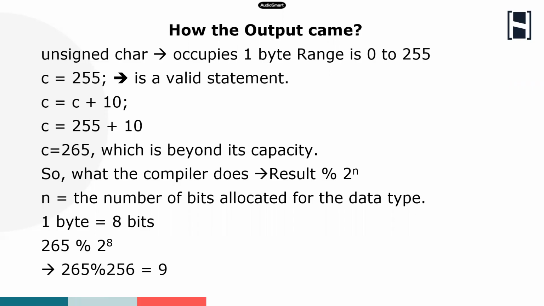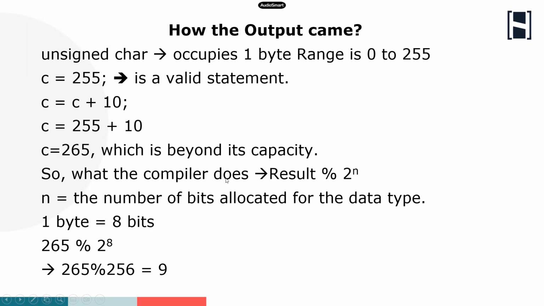Now, when I say C is equal to C plus 10, what do I mean by that? 255 plus 10, so that is 265. When it is 265, it is going beyond the capacity. Because what is the maximum capacity here? Only 255.